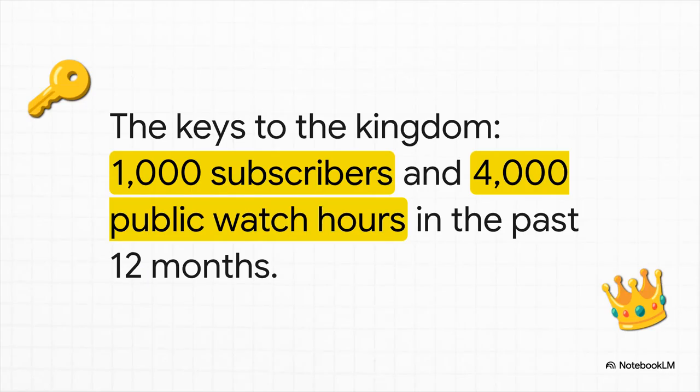Now, to unlock that ad revenue, you've got to get into something called the YouTube Partner Program, or YPP. And to do that, you need the keys to the kingdom. These are the 2 magic numbers: 1,000 subscribers and 4,000 hours of public watch time, all within a 12-month period. This is your first major mission. Every single video should be designed to push you closer to hitting these goals.